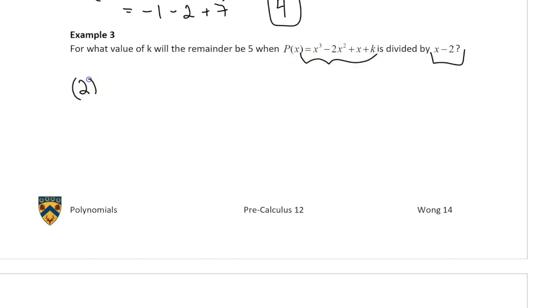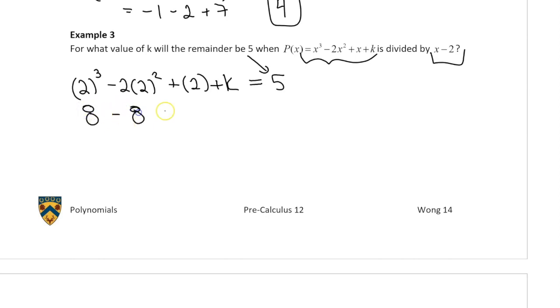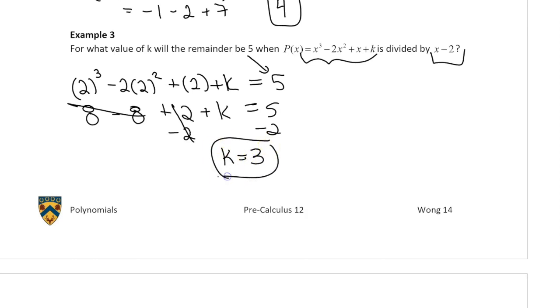So we could say we have 2 cubed minus 2 times 2 squared plus 2 plus k, and that's going to give me the remainder. And in this case, we know what the remainder is. We know it's 5, and they're saying what value of k would make this statement true. So we're going to have to do a little bit of algebra to be able to solve for k. So you could say 8 minus 8 plus 2 plus k equals 5. The 8's cancel each other out. Subtract 2, and k will be 3.